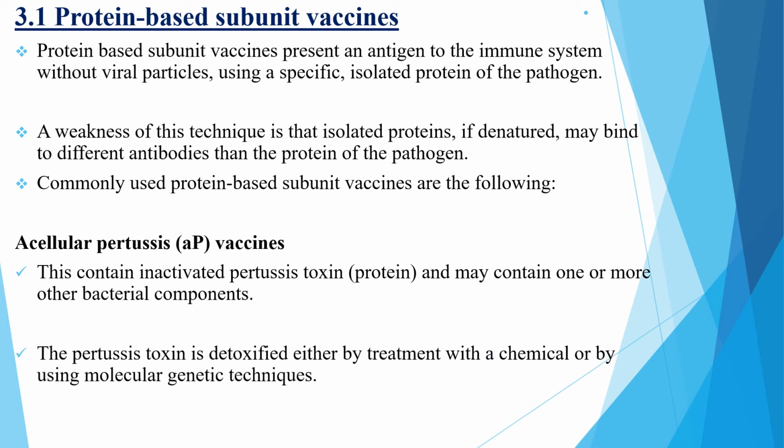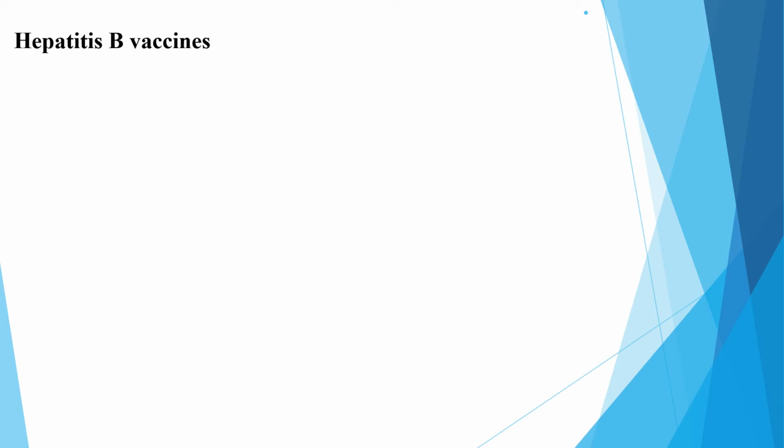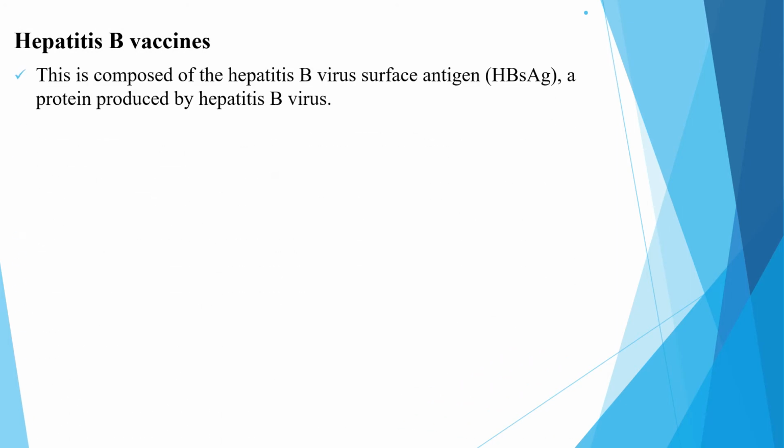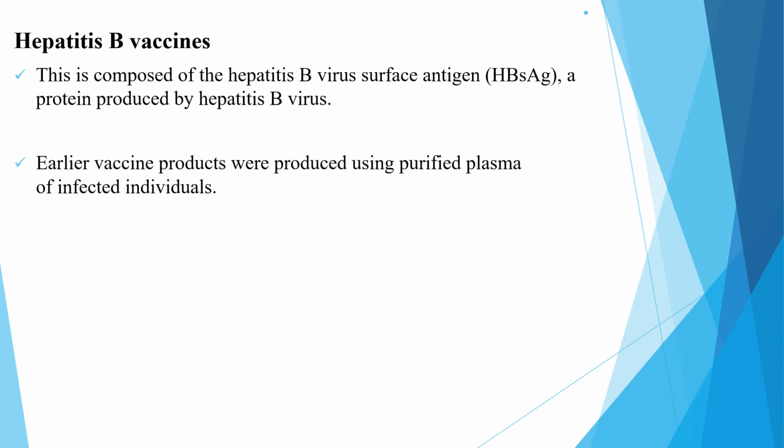And the pertussis toxin is detoxified either by treatment with a chemical or by using molecular genetic techniques. The other is hepatitis B vaccine. This is composed of hepatitis B virus surface antigen, a protein produced by hepatitis B virus. And earlier vaccine products were produced using purified plasma of infected individuals.